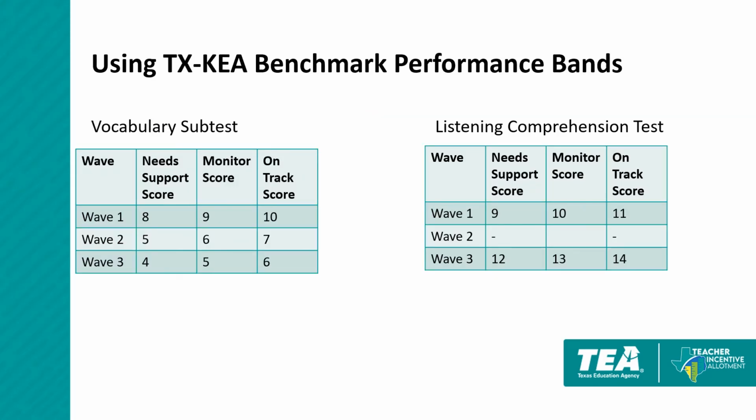Here is an example. For the vocabulary subtest, you can see that the Wave 1 on-track score is a 10, but the Wave 3 on-track score is a 6, which appears to signal lower proficiency. However, since the Wave 3 vocabulary subtest includes more advanced vocabulary than the Wave 1 test, a score of 6 really does represent growth. On the other hand, for the listening comprehension test, the Wave 1 on-track score is an 11, and the Wave 3 on-track score is a 14. So for this test, the growth from Wave 1 to Wave 3 more directly signals an increase.